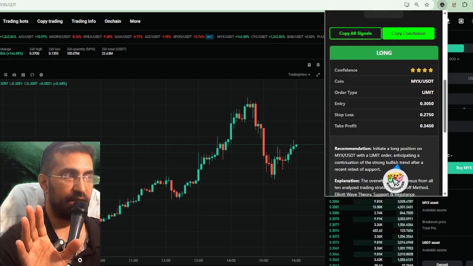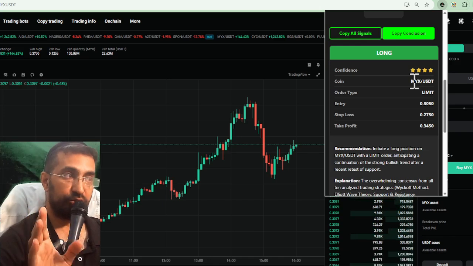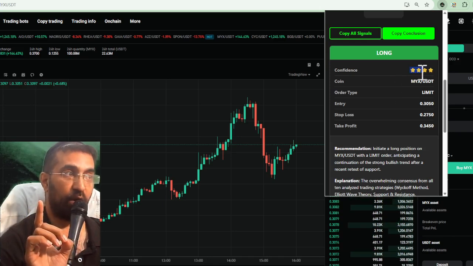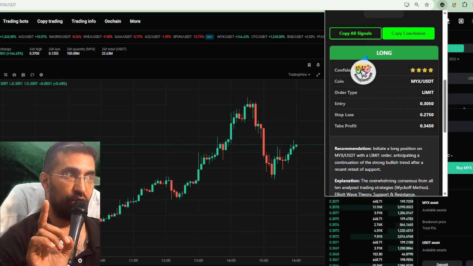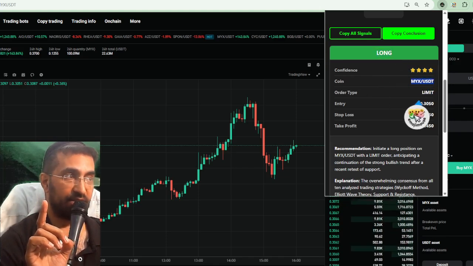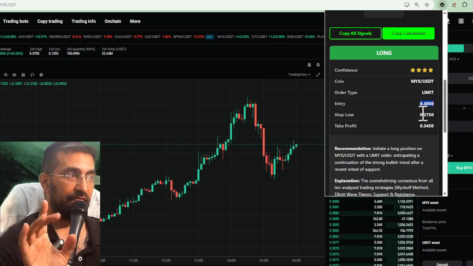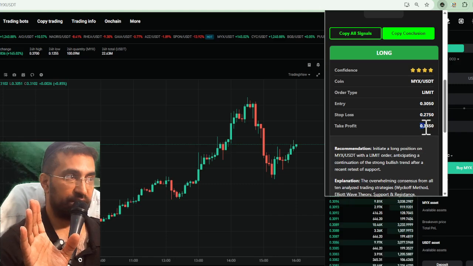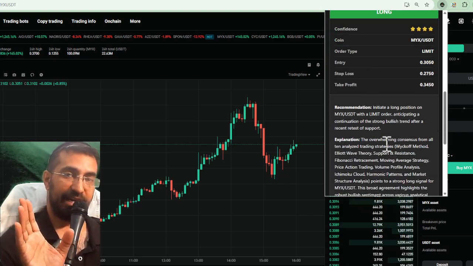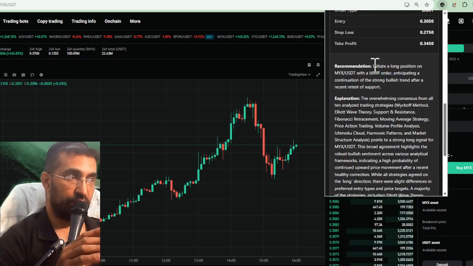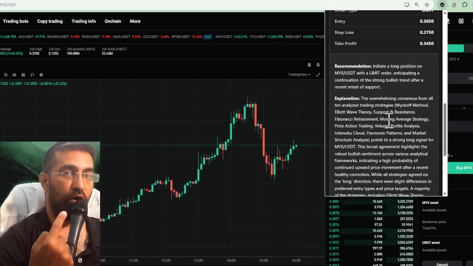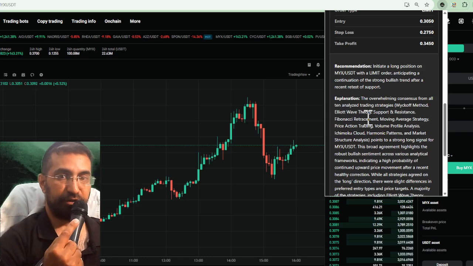So for example, right now for this specific coin, today it recommends with quite high confidence that I should do a long order in this kind of order. It's a limit order, which means I should enter only when the price reaches 0.3050. And then I should do a stop loss here and a take profit here. And it actually explains why it's reached this conclusion based off all of the 10 different trading strategies.